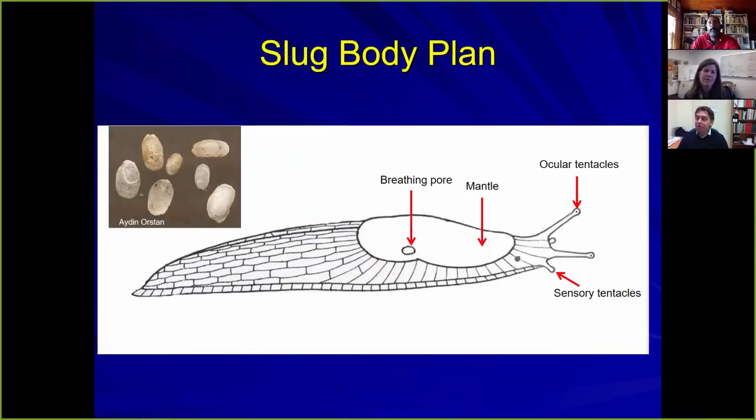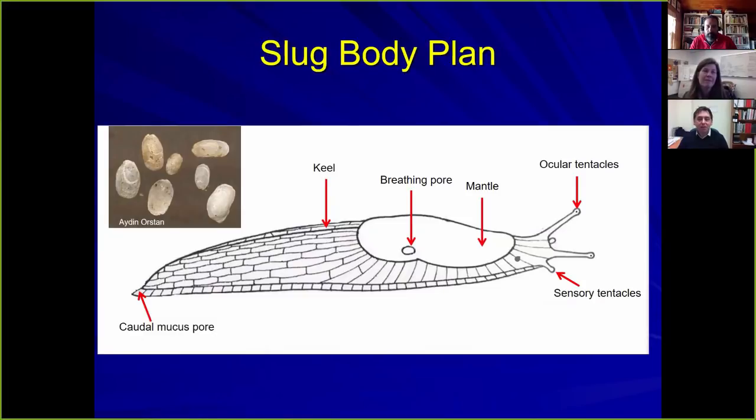Other important features on the slug body include the keel. The keel is a raised ridge that can run from the back of the mantle all the way back along the back of the slug to the tip of the tail. At the tip of the tail, in some species, we've got what's called a caudal mucus pore. It's a large pore, and it's often filled with a thick mucus plug. We think the function of this mucus plug is in pre-copulatory behavior.